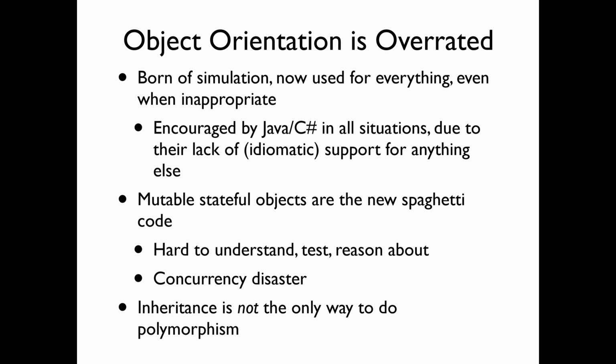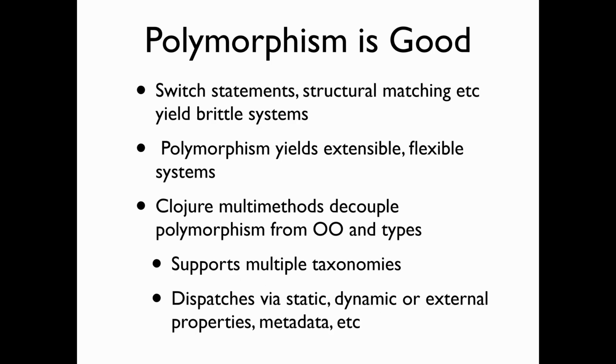Also, I think that there's a tendency to think that inheritance is equivalent to polymorphism. That's not the case. Clojure has a runtime polymorphism system that's completely independent from inheritance and types even. So I like polymorphism, but I don't think inheritance is the only way to do it.